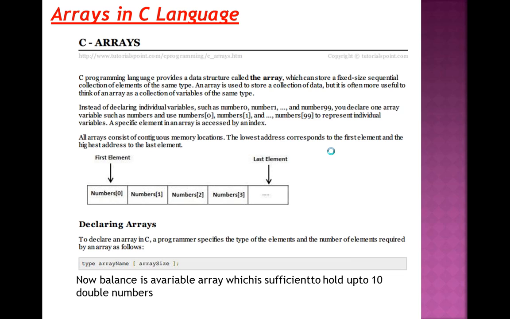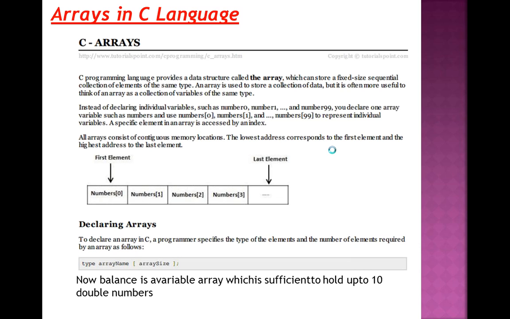What are arrays? An array is a collection of homogeneous data, that is, it collects data of similar data type. Suppose I am collecting data of int type, 5 values. That is int A[5]. A is the array that contains 5 values of integer type. So int A[5] means 5 values of integer type.